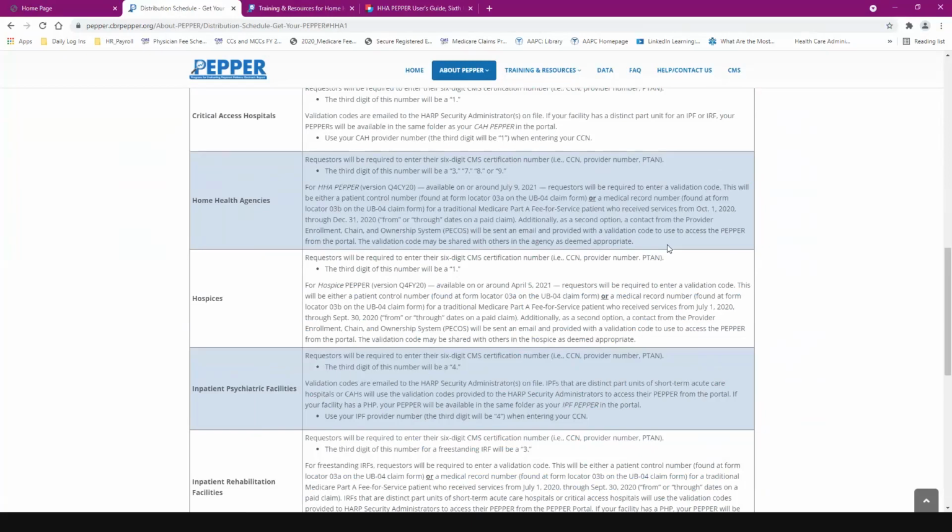So if you are not the PECOS contact, or you are having trouble figuring out who that PECOS contact is to get the validation code, you can use information internally from either that patient control number or the medical record number.